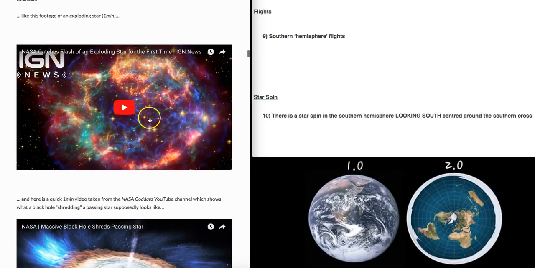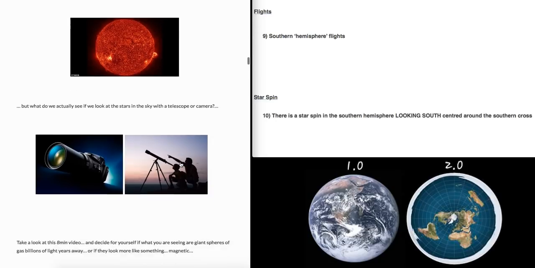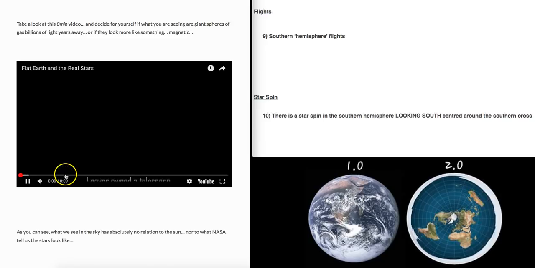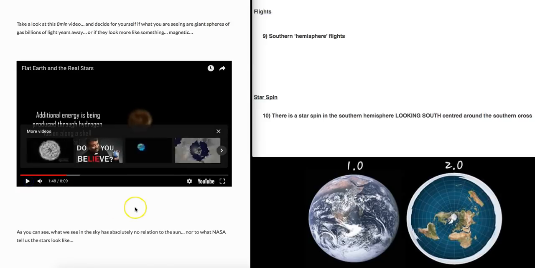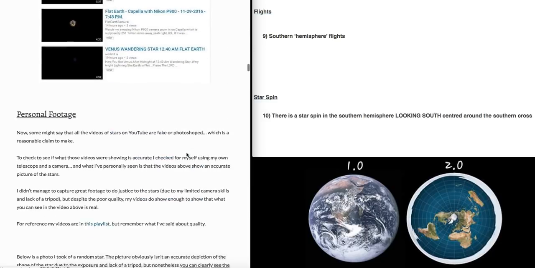We're given some nice CGI videos of just computerized graphics. And anyone can look with a camera, see these stars for themselves. This is what it looks like. A star, flashing lights. Nothing like what we're told.